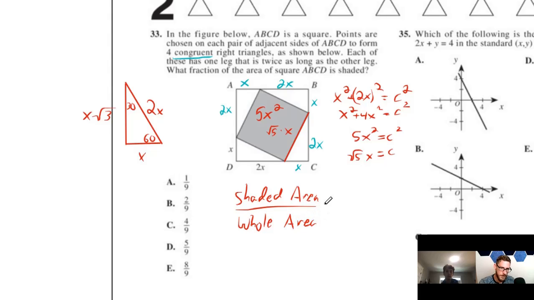Okay. So we just found the shaded area. So now if we just know the whole area, then we'll be done. And you would do 2x plus x equals 3x, then 3x squared. Exactly. And what is 3x squared? 9x squared. So then you cancel out the x squared, right? Perfect. x squared goes away and you're left with 5/9. So 5x squared is shaded, 9x squared is the whole square, so 5/9 of the whole thing is shaded.